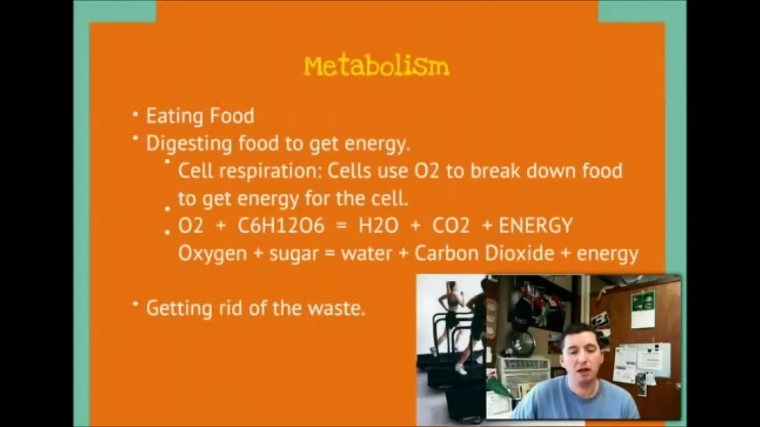So, metabolism. We're going to be doing a little experiment with metabolism that you'll be designing next week, all right? And that's going to be dealing with cell respiration. Now, basically, metabolism is eating your food, digesting your food, and getting rid of the waste. It's all three. When you digest the food, you go through a process called cell respiration. This is where you're going to use oxygen, so you breathe in, you eat food.